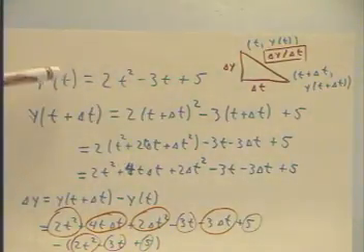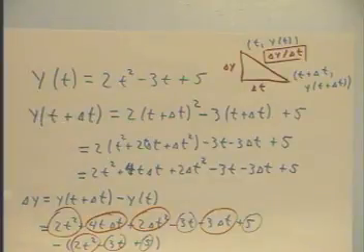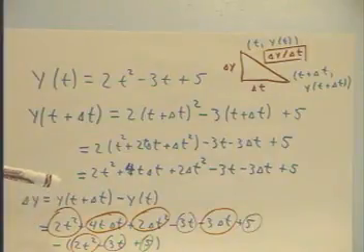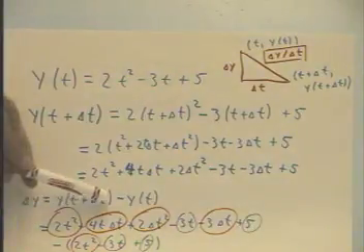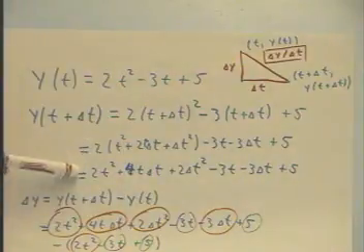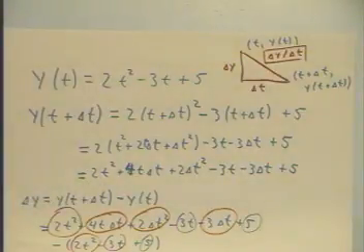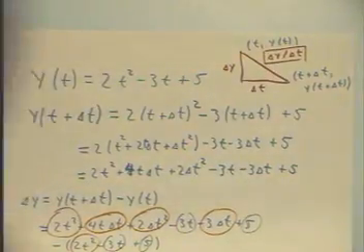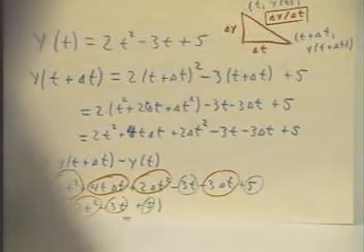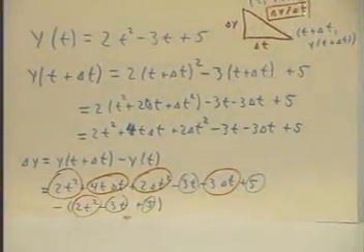When we subtract y of t from y of t plus delta t, we get y of t plus delta t minus y of t. We put this whole expression down for y of t plus delta t, then this expression for y of t. Now let's look at what happens when we put those expressions down, because this is what happens anytime we do this for a quadratic model.